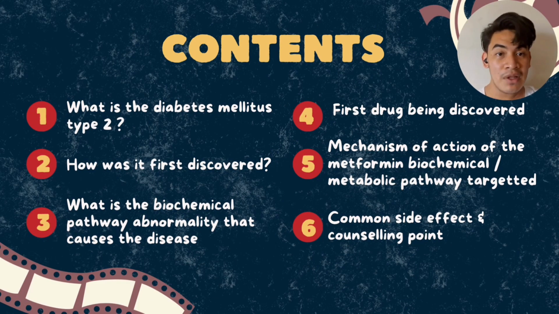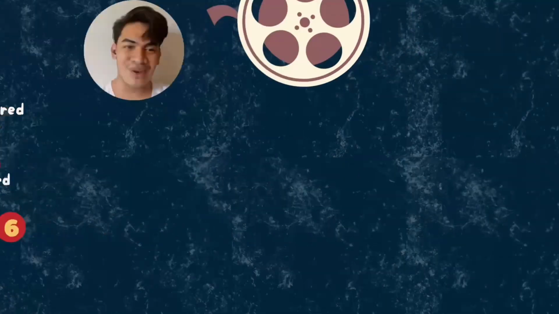Now, today's table of contents: we will be talking about what is diabetes mellitus type 2, how was it discovered, what is the biochemical pathway involved, what was the first drug being discovered, what is the mechanism of action of metformin, and what is the common side effect and counseling points. Let's get onto the video.